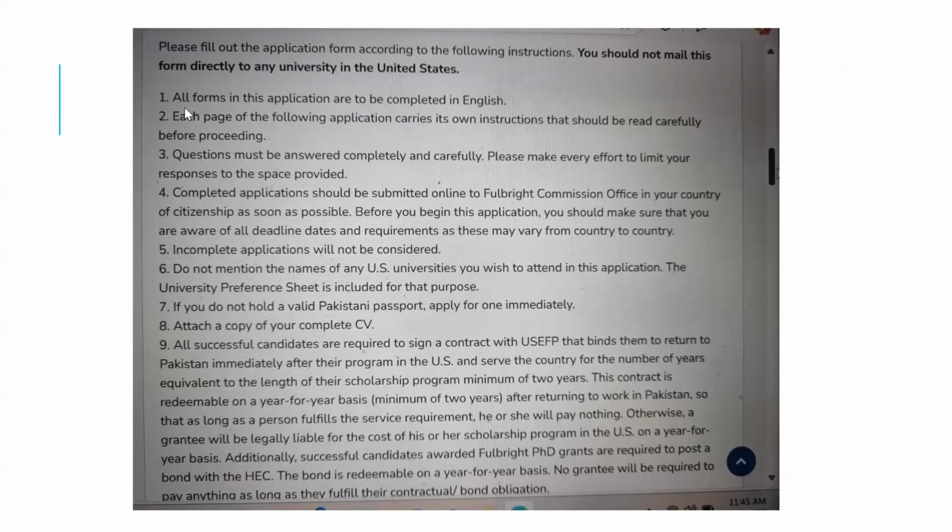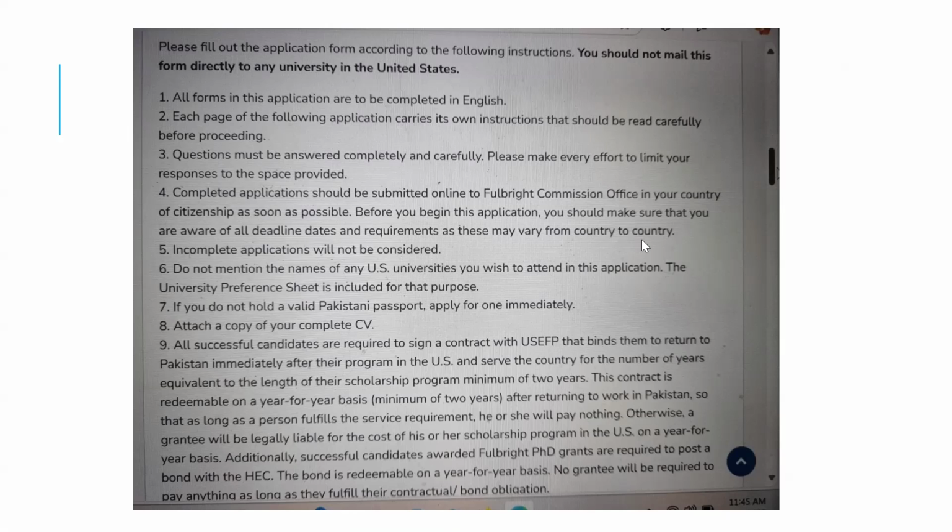Number one, all forms in this application are to be completed in English. Each page of the following application carries its own instructions that should be read carefully before proceeding. Number three, questions must be answered completely and carefully. Please make every effort to limit your responses to the space provided. Number four, completed applications should be submitted online to the Fulbright Commission office in your country of citizenship as soon as possible. Before you begin this application, you should make sure that you are aware of all the deadline dates and requirements, as these may vary from country to country.